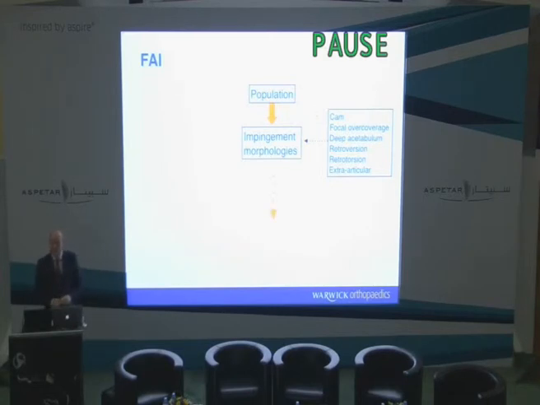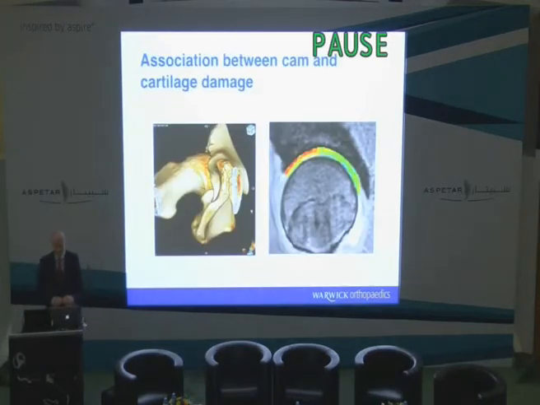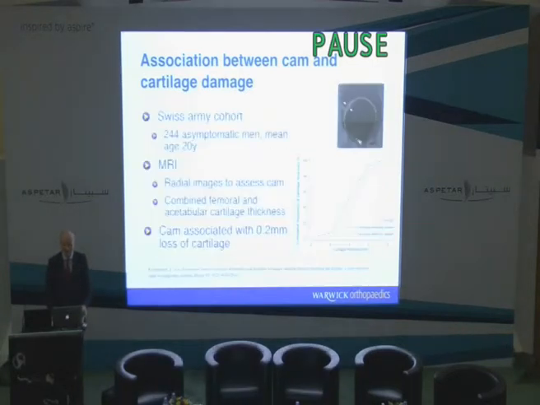What we really want to know is what happens to those people. Does that shape matter? We do have a little bit of evidence that having an abnormal shape can lead to cartilage damage, and we've talked about that a bit during this meeting. It's a degenerate scan showing a typical pattern of cartilage damage in cam impingement, and we know that in cross-sectional studies, having a larger cam seems to be associated with having more cartilage damage.